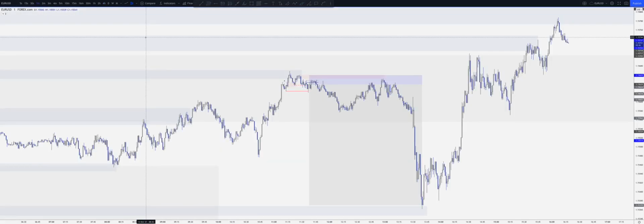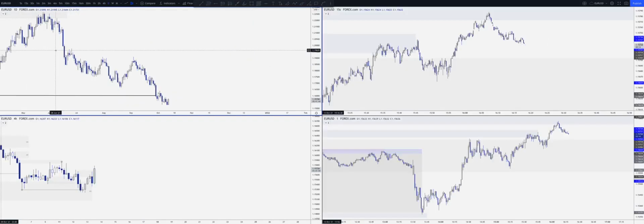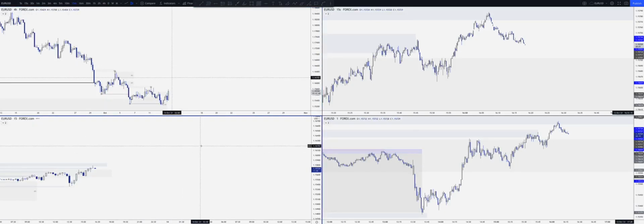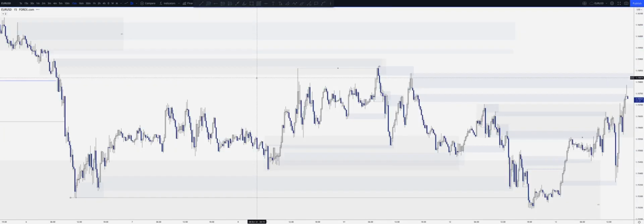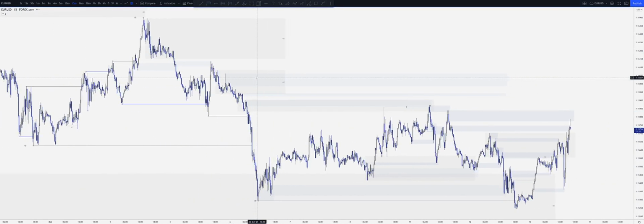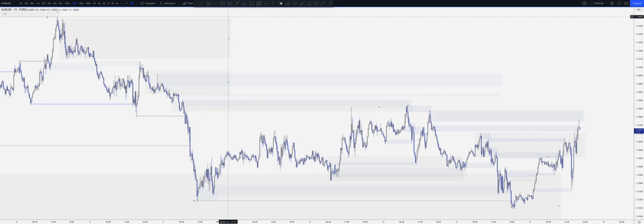So jumping down to the 15-minute, if I can find it. That's the 4-hour chart there. Let me get the 15-minute there. Open this up. Okay, so 15-minute. So this was the bearish range that we were playing within, with this high up here and this low down here.